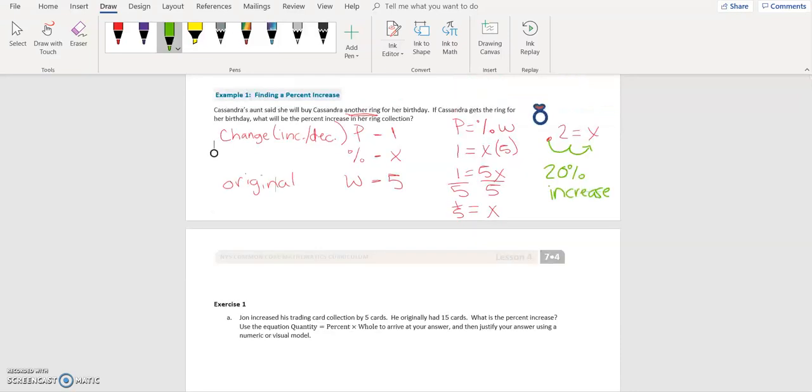Okay, so we see exercise 1 next. It is very much like example 1. So go ahead and pause the video and try that on your own, and then press play in order to check your answer.